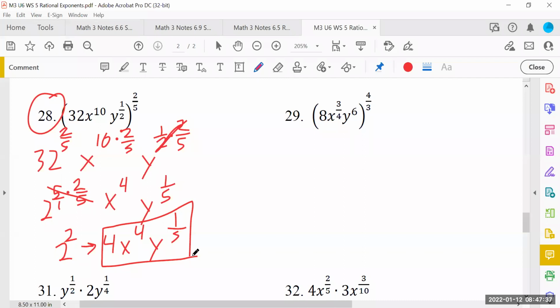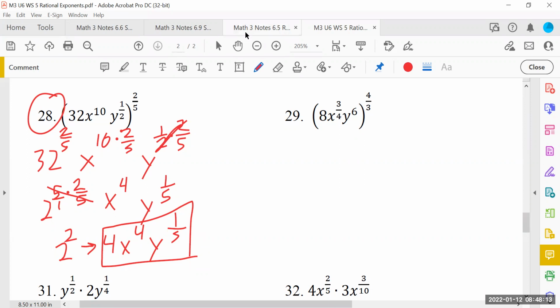I'm not seeing it, but why does the 2 squared become 4x? It becomes 4, but then the x was up here, 10 times 2 to the 5th. The 5 and the 10 cancel out, just a 2. 2 times 2 is 4 there. That's just coming down. I'm putting all the pieces together. We did the 32, we did the x, we did the y, and we got 3 different pieces all multiplied together. The answer is 4x y to the 1/5. That's the whole thing all together.